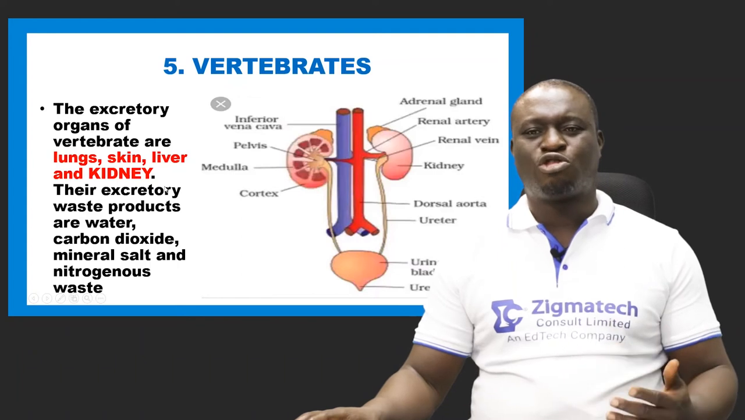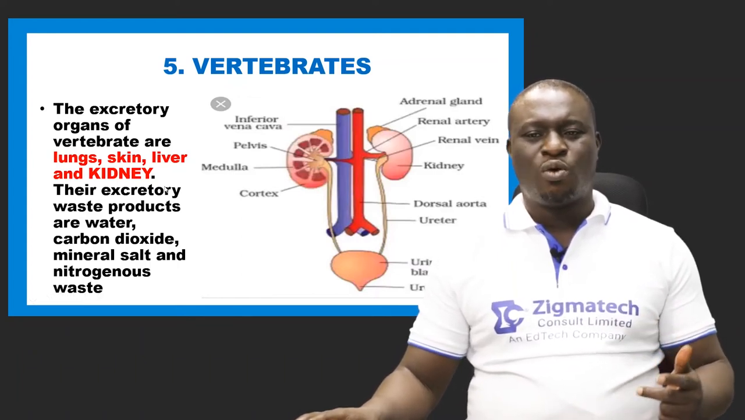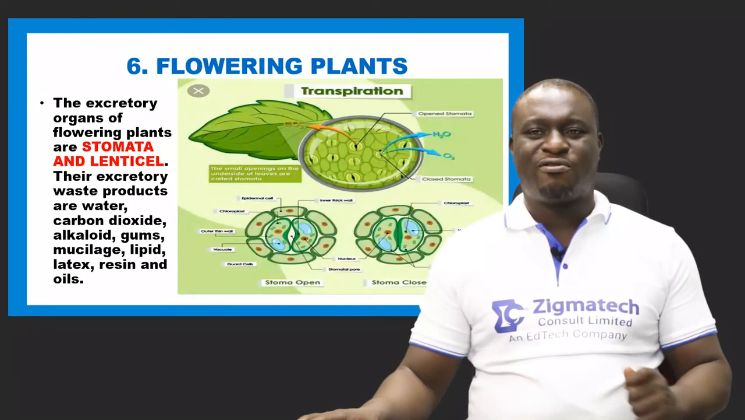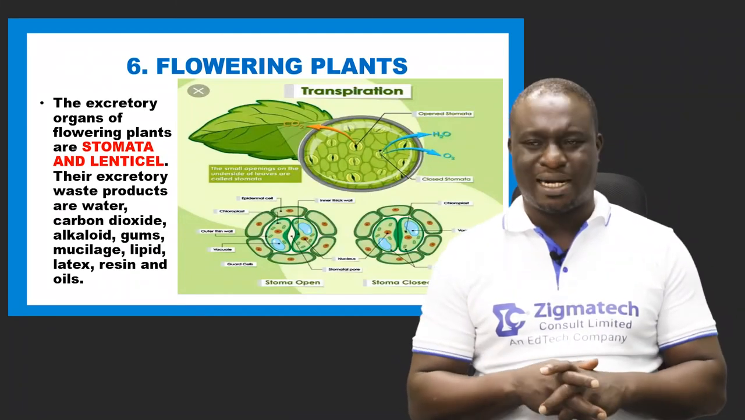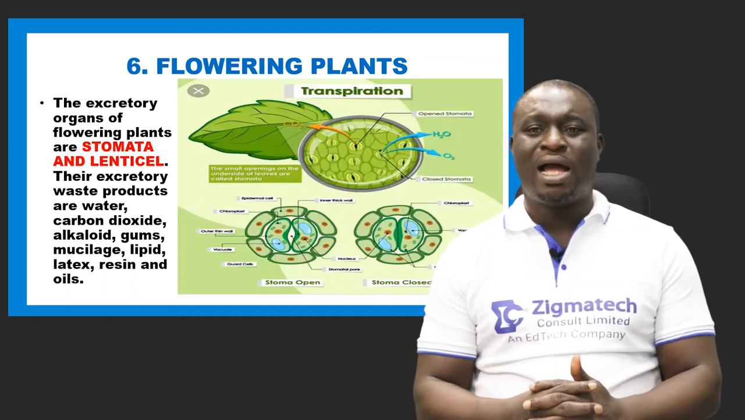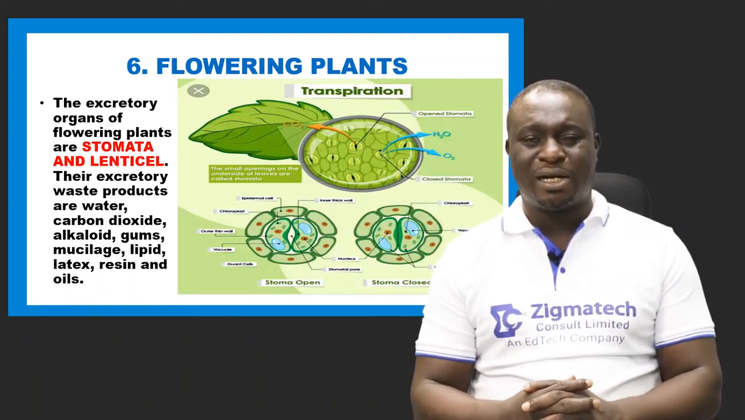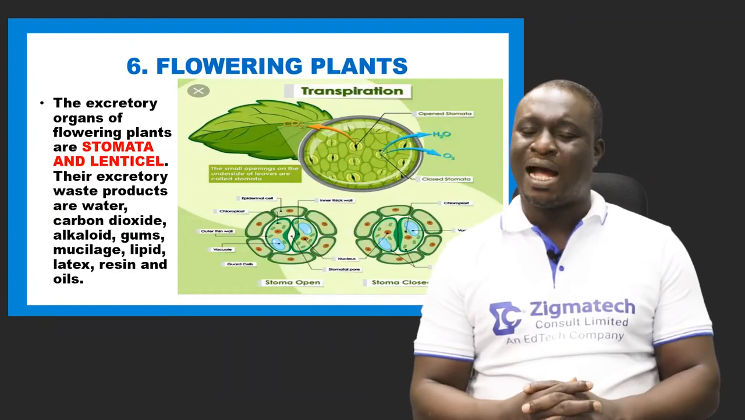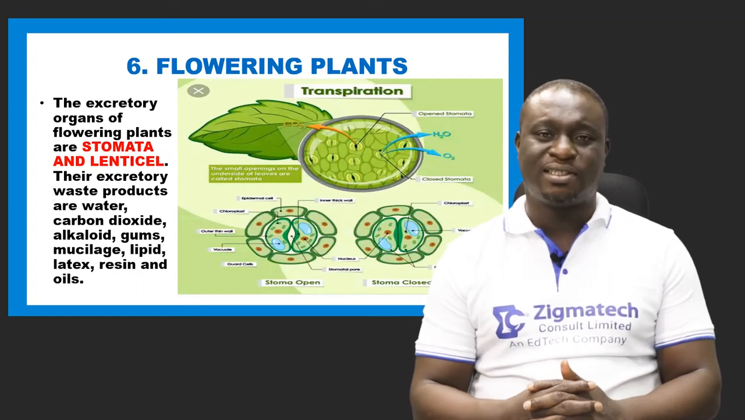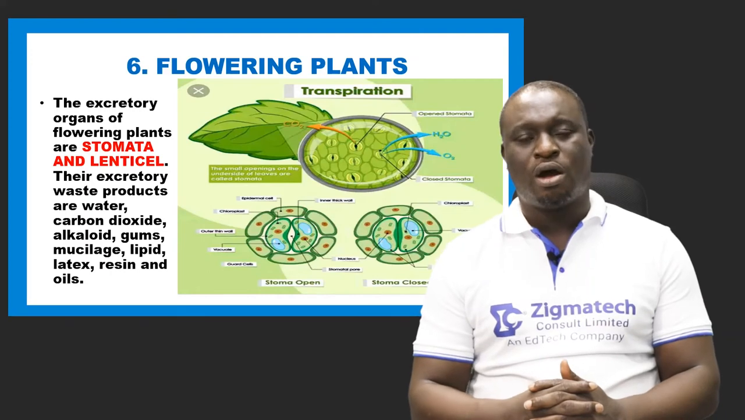Now, what are the excretory waste products? We have water, carbon dioxide, mineral salts, and nitrogenous waste. And then finally, flowering plants. Flowering plants also have their own excretory organs, which include the stomata and the lenticel. The stomata is located in the leaf of the plant, and the lenticel is located at the stem or the shoot of the plant.